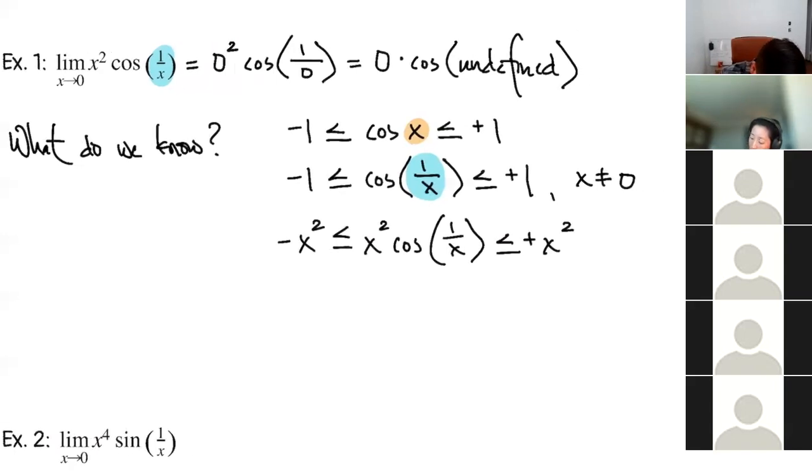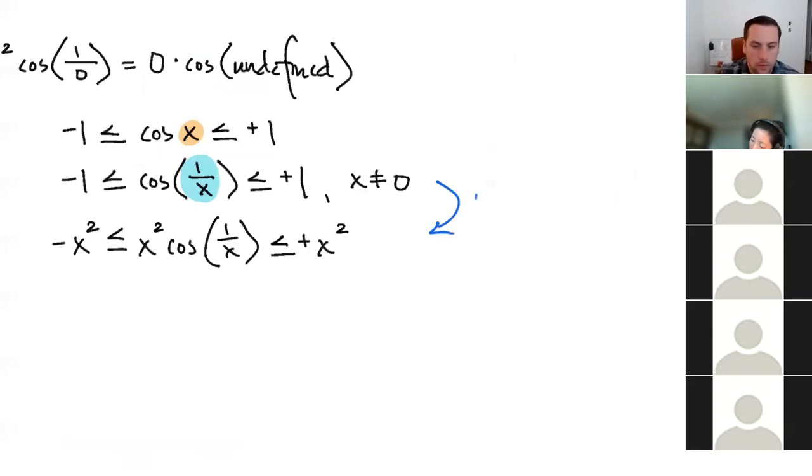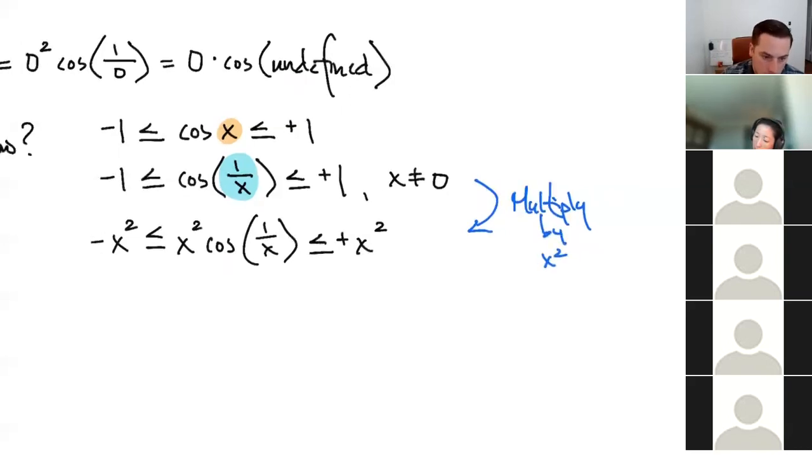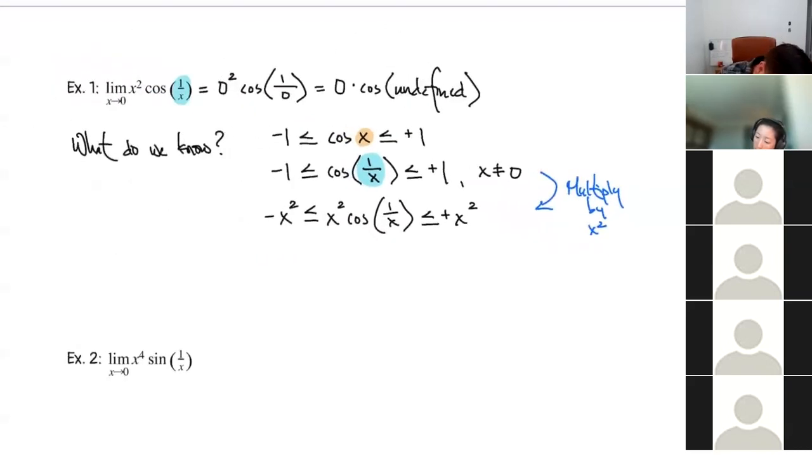Right, so multiply by x squared. Okay. Now, why did I multiply by x squared? Because I wanted to match what was in the question, x squared. Okay.